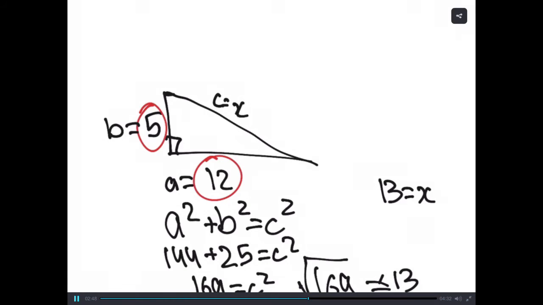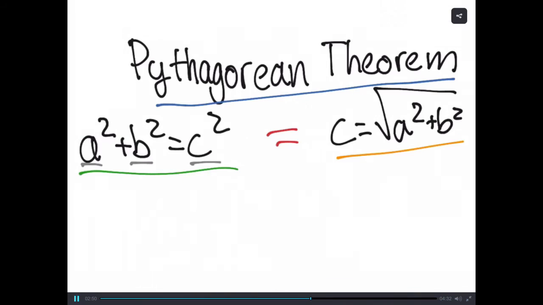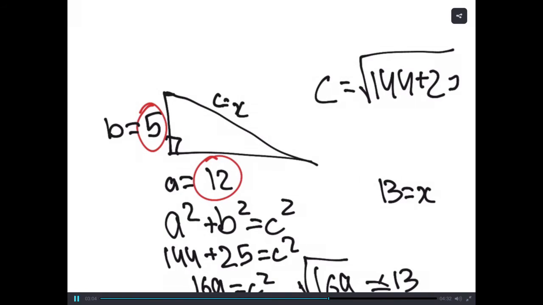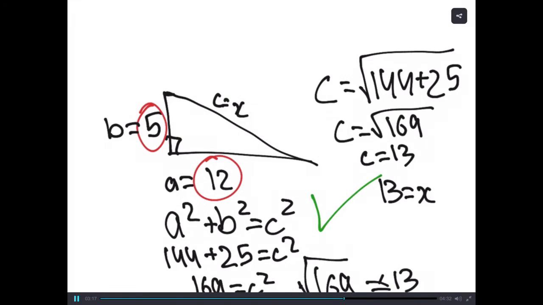We can also do the same thing using the other formula, which is c is equal to the square root of a squared plus b squared. Let's do it. c is equal to the square root of 144 plus 25. c is equal to the square root of 169, which means c is equal to 13. And remember that c is x, so we got it correct.